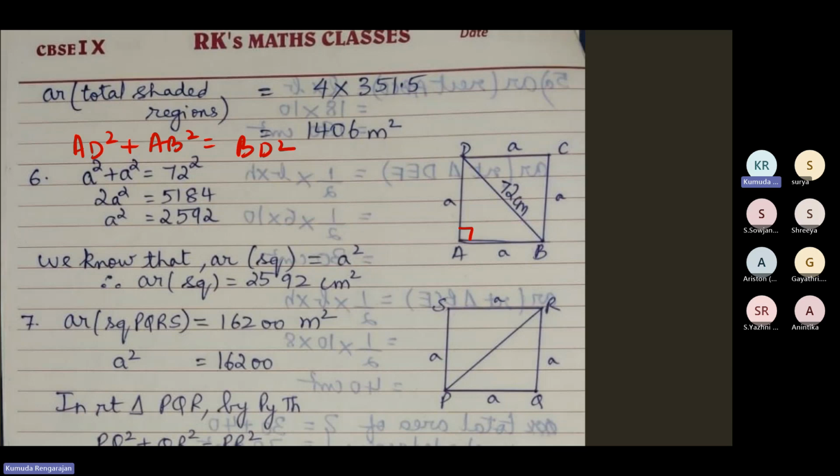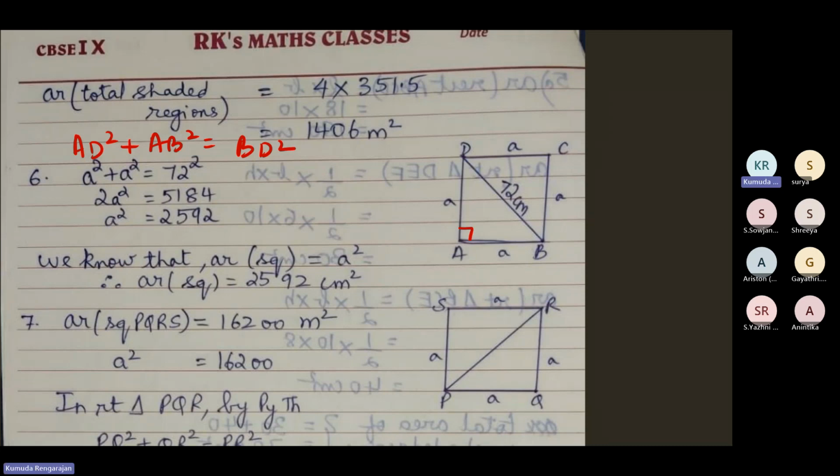So AD square is A square. AD is A, so AD square is A square. AB is also A, so AB square is again A square, equal to BD square, 72 square. So on working this, we get A square is 2592. You can stop there because the question is to find the area of the square.